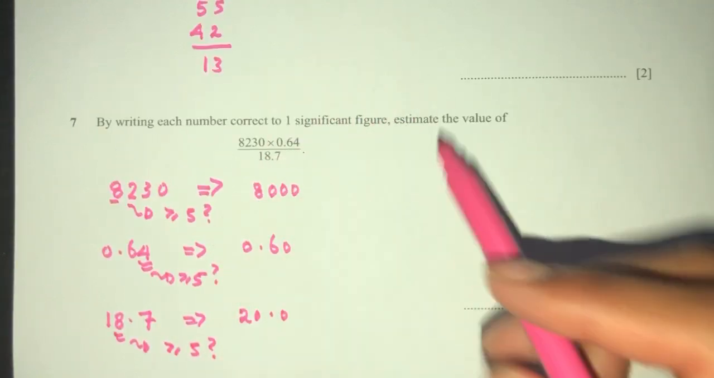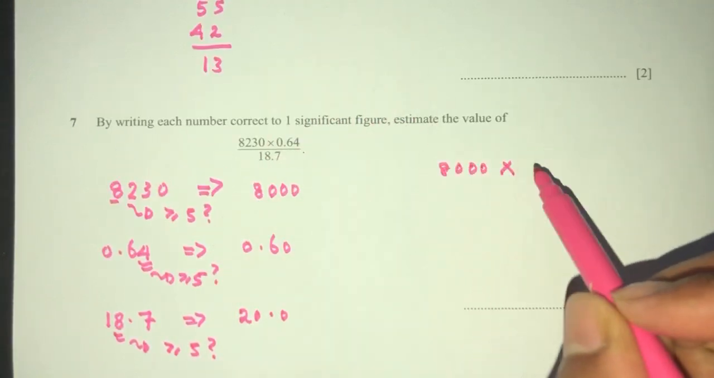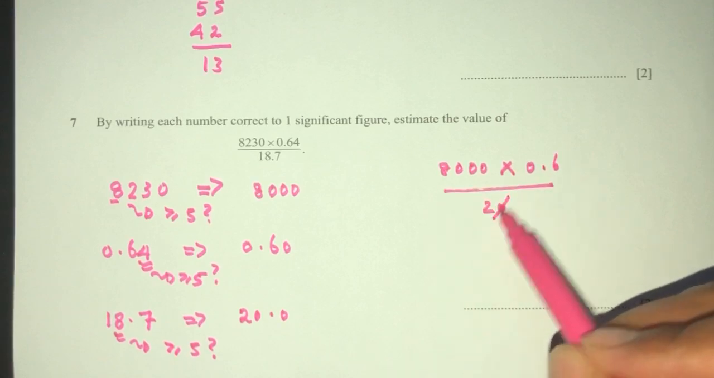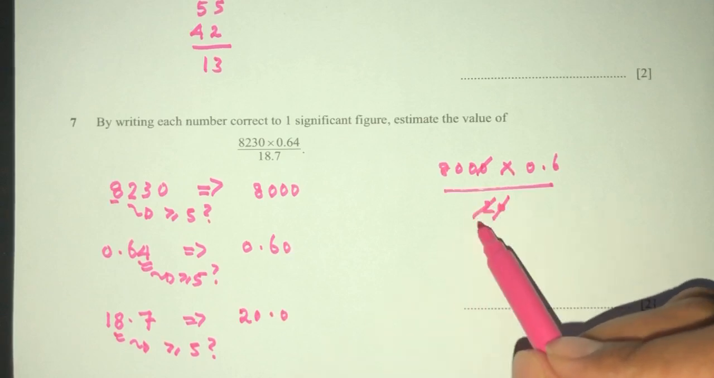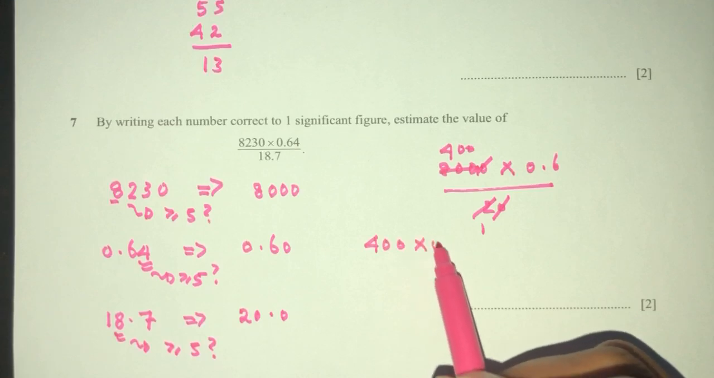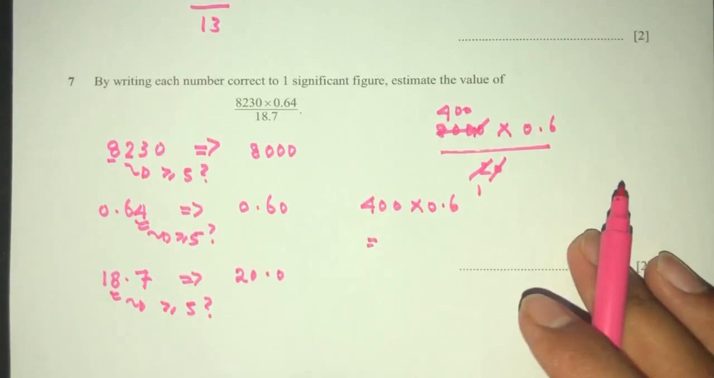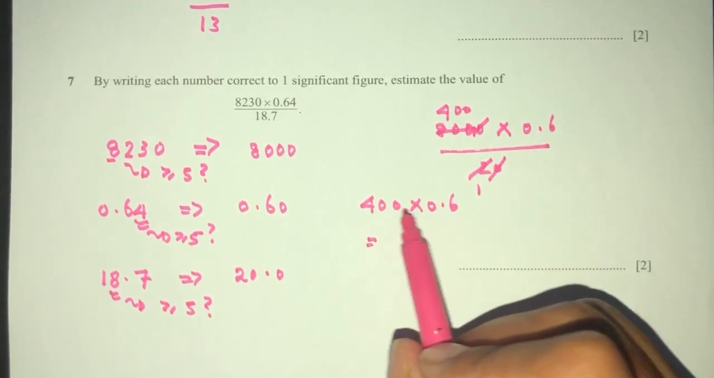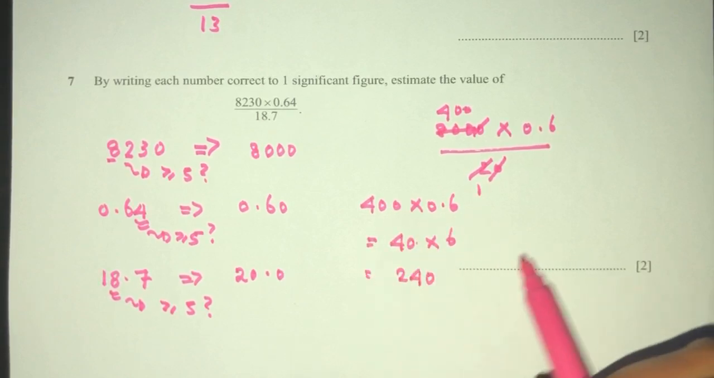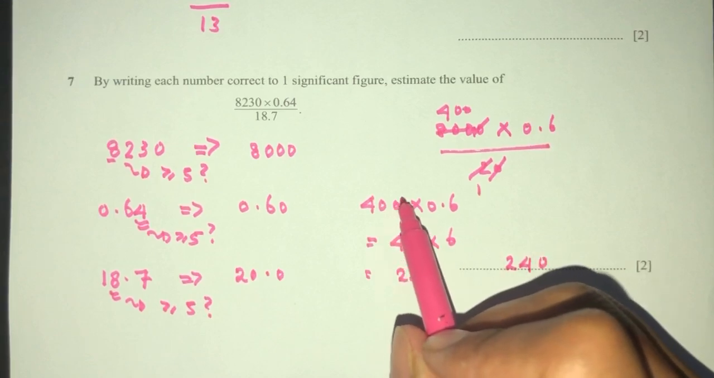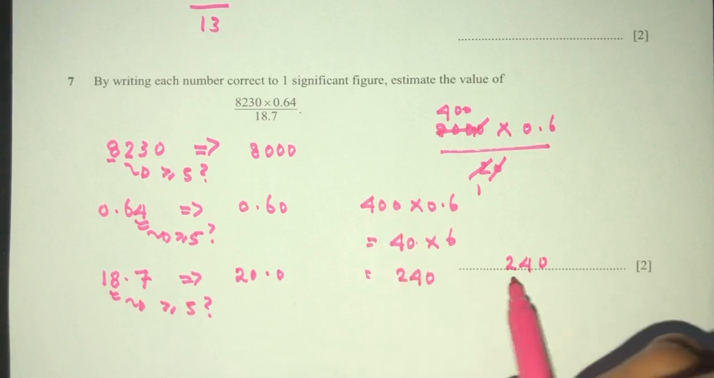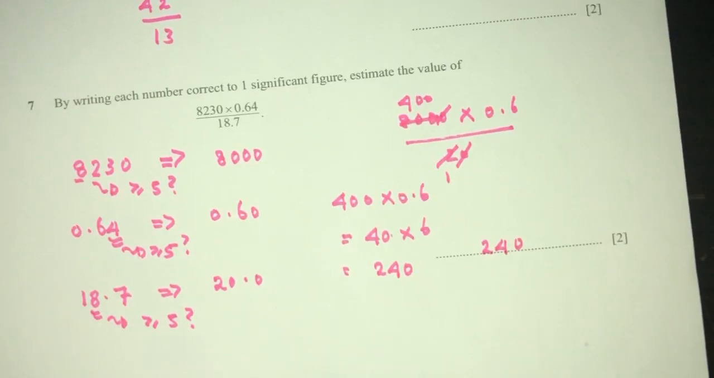So replace back in your main equation, you will have 8000 times 0.6 divided by 20. So simplify, divided by 2, that should be 400. So 400 times 0.6, that will be what? First we can multiply by 10, that will become 40 times 6, and that will be 240. I hope that makes sense. We can send one of the zeros, one of the tens here, so we can move this over here. That will become 6, that will become 40, and then we can multiply. It will be 240 as the estimate of this fraction.